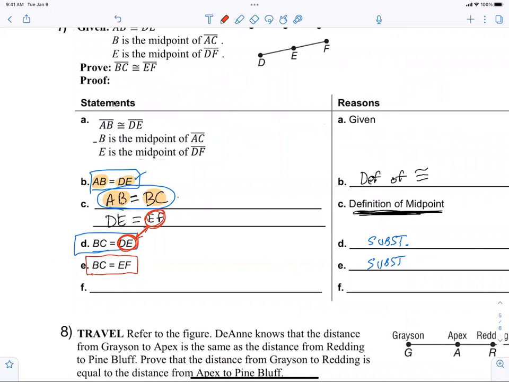Now what? I'm listening. BC is congruent to EF, and that's what? Definition of congruence. Now, is everybody aware that the first one is always the given, and the last one is always the proving statement, right? So there you have it. And that again was definition of congruence.